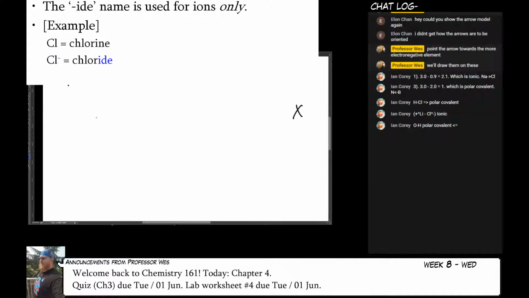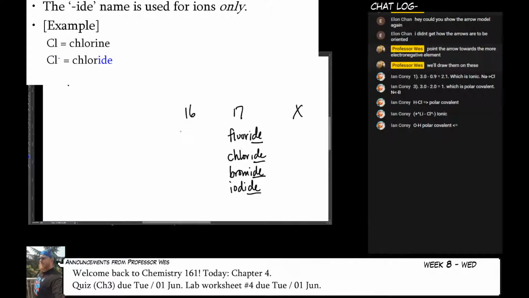All right. So for elements in group 17, we change the ends just to "-ide" like this. So instead of fluorine, it's fluoride, chloride, bromide, and then iodide.